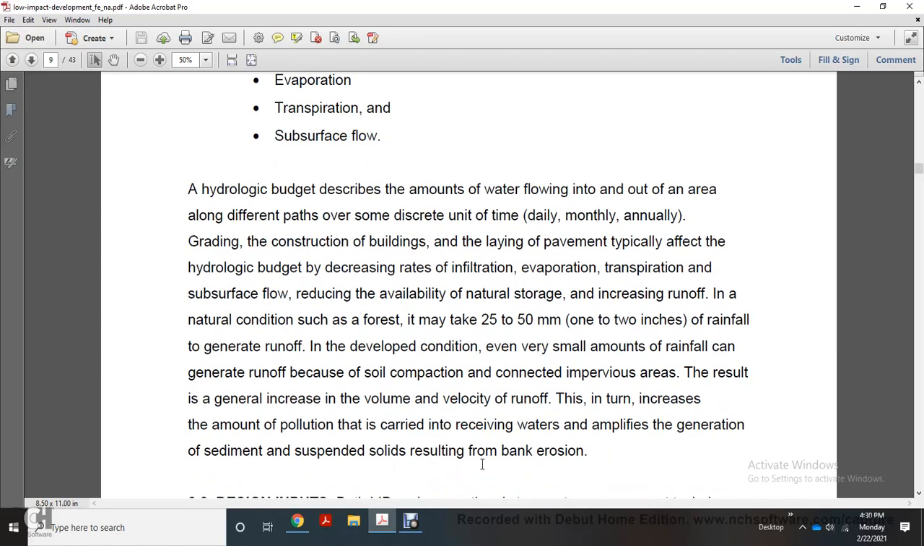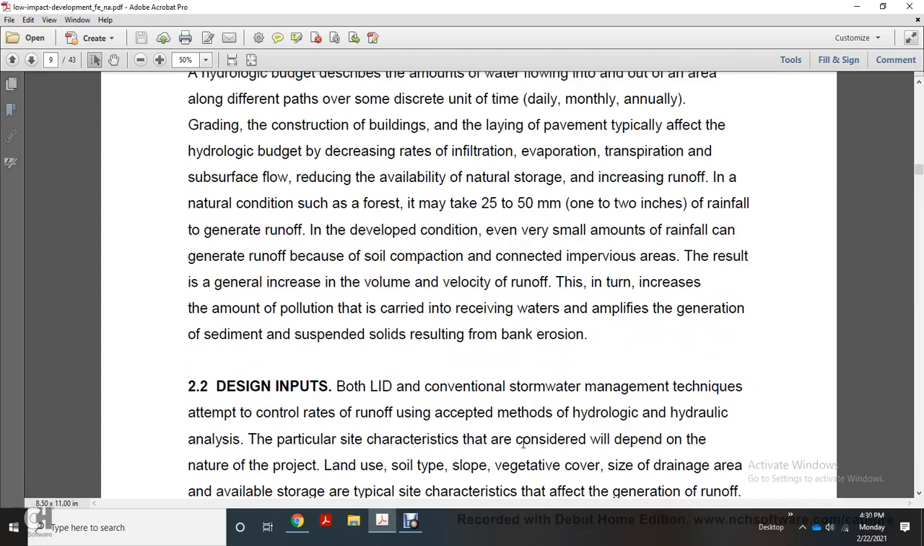This in turn increases the amount of pollution that is carried into the receiving water and amplifies the generation of sediment, so that this will result in bank erosion.